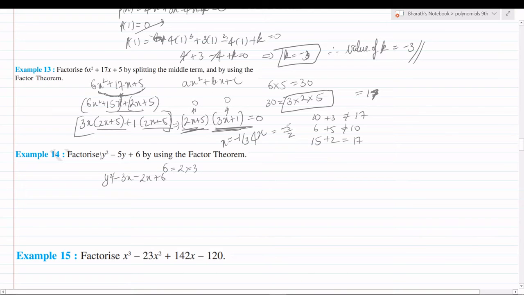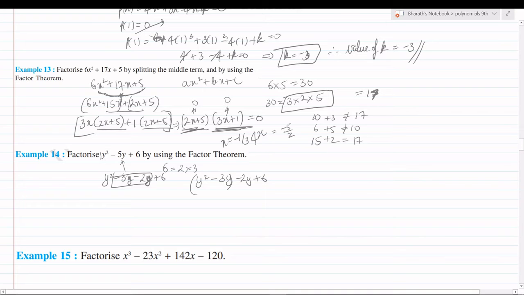This whole term we get as 5y. Sorry, by mistake I wrote x. This whole term we get as 5y. So no worries, I'll rewrite here. y square minus 3y minus 2y plus 6.